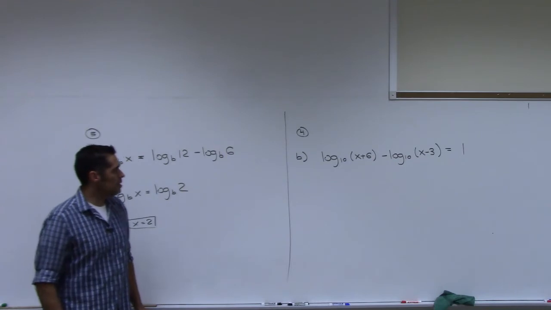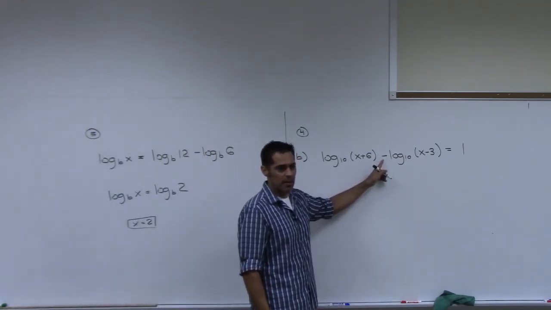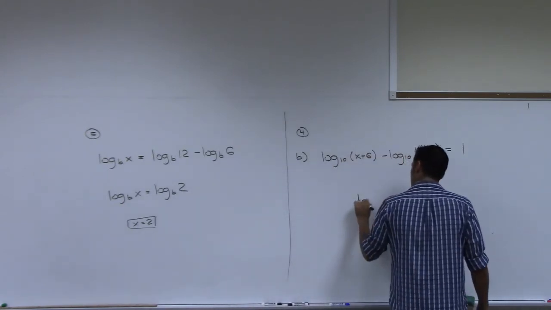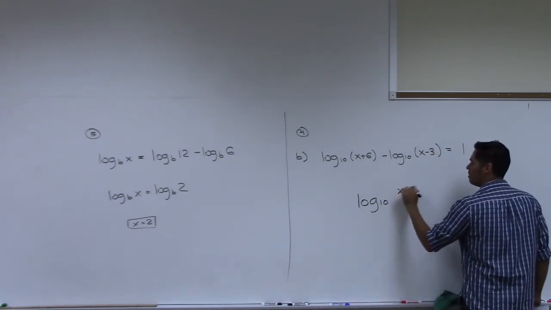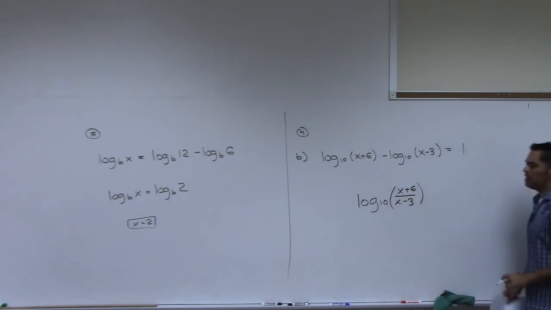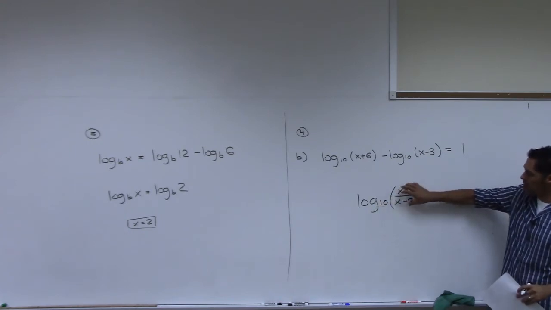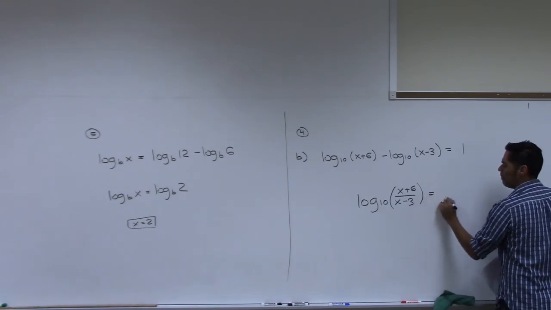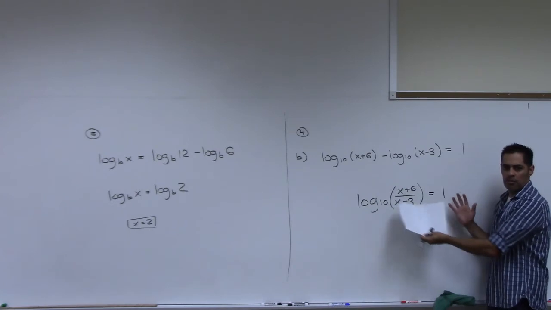So let's put those 2 logs into 1. I have subtraction, which means I'm going to create division, right? So my new log is going to be log base 10. And then what divided by what? x plus 6 divided by x minus 3. And I'm just going to put that in parentheses. This is the argument of the log function. This is the thing that's getting plugged into the log. And then all that needs to equal what? 1. So you can't match the left and right hand sides anymore.